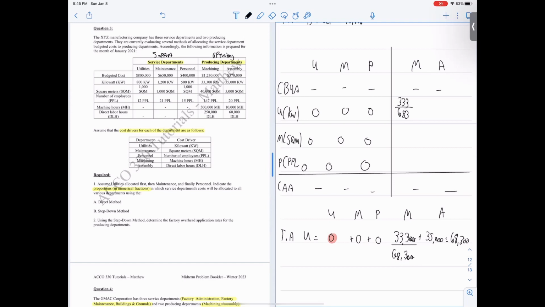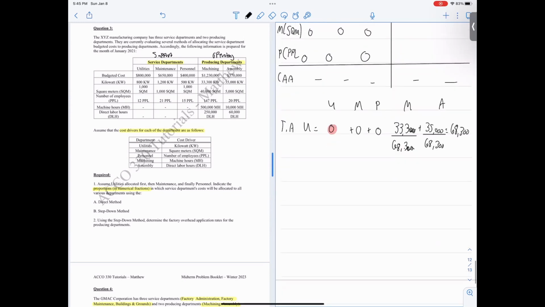I'm going to do the same thing here. It's 35,000 over 68,300, which gives us 350 over 683. There we go, that's our first proportion. Next, maintenance. Total allocation for maintenance: utilities, maintenance, personnel.